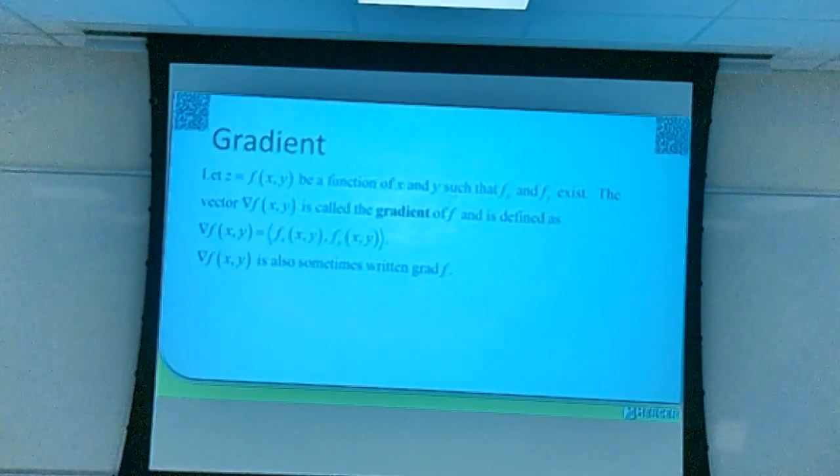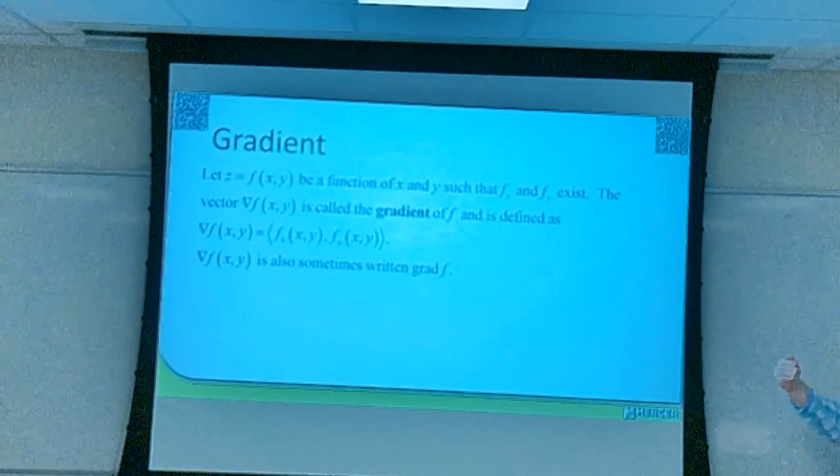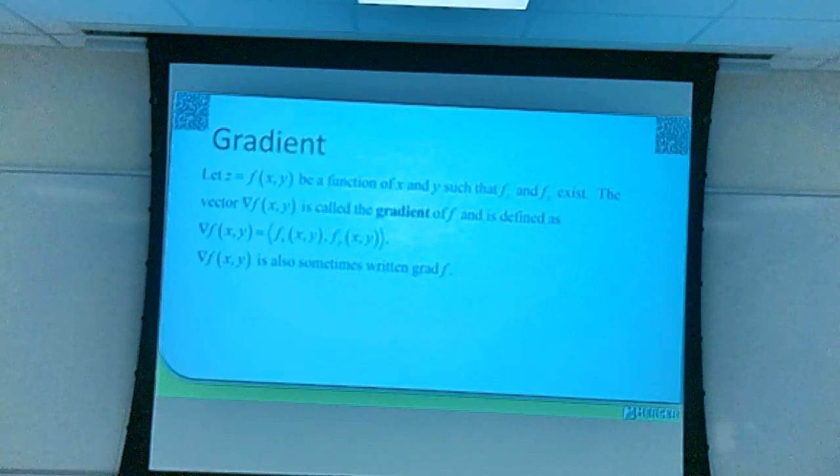We now introduce the gradient operation. And again, this is for two variables, but it can be extended to multiple variables, more than two, right? So this upside down delta is an operator. It's my favorite operator.